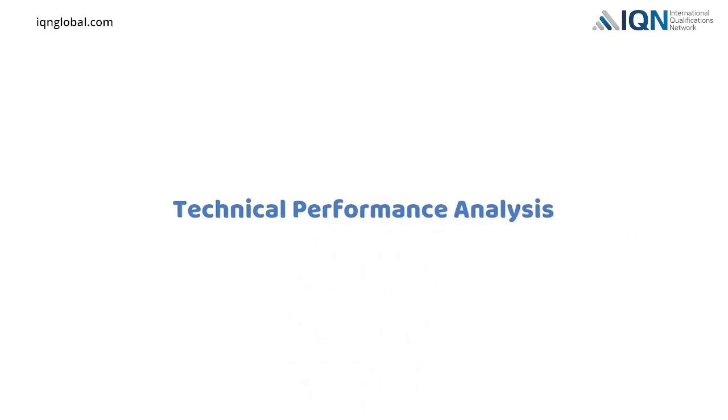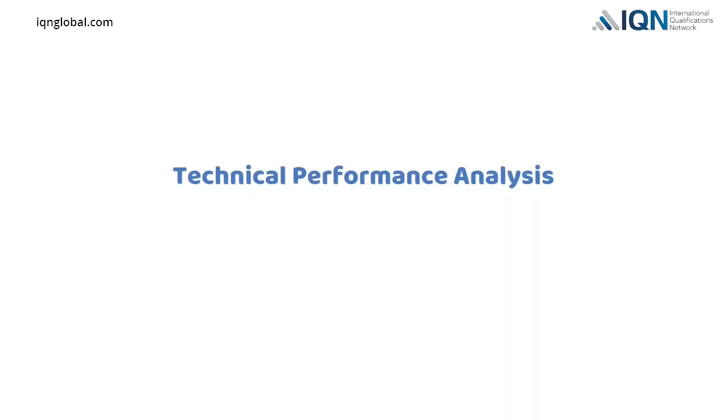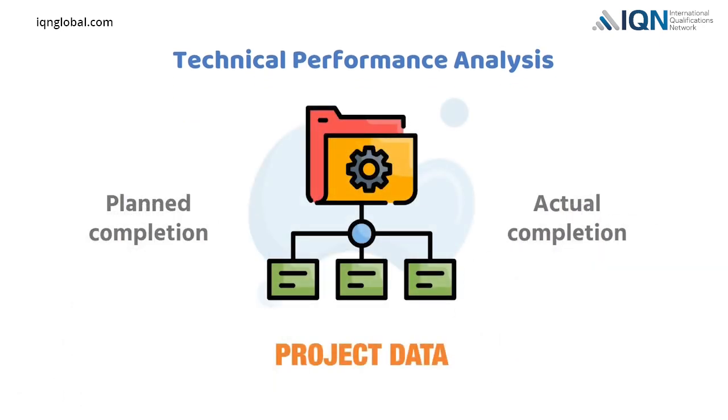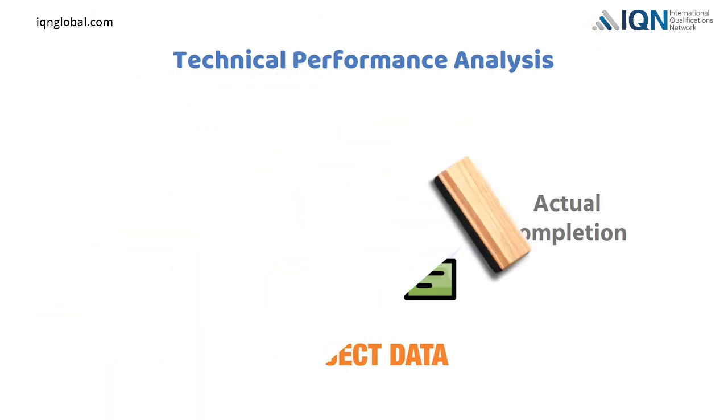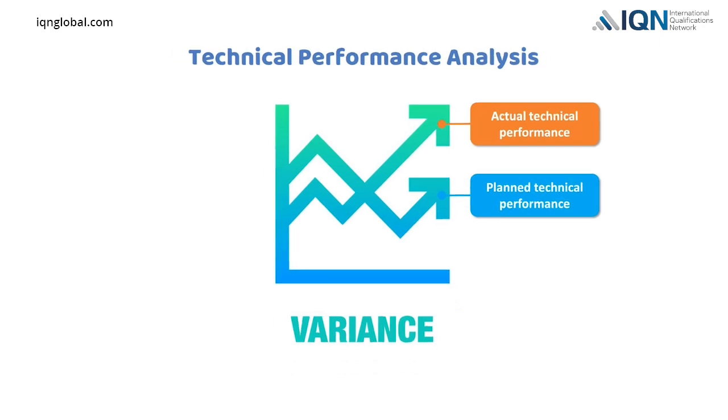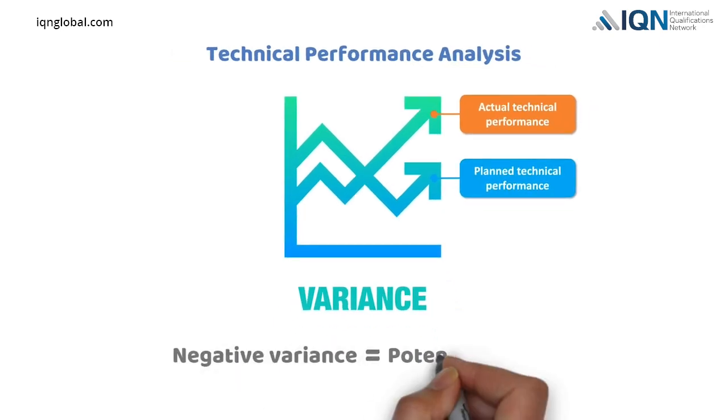Technical performance analysis. Technical performance analysis uses project data to compare planned versus actual completion of technical requirements of the project. The analysis will reveal whether there is any variance between actual technical performance and what was planned. Any negative variance could indicate potential new risks for the project.